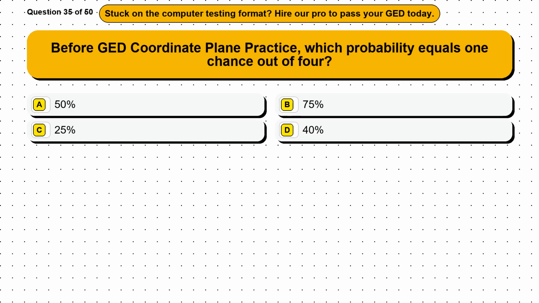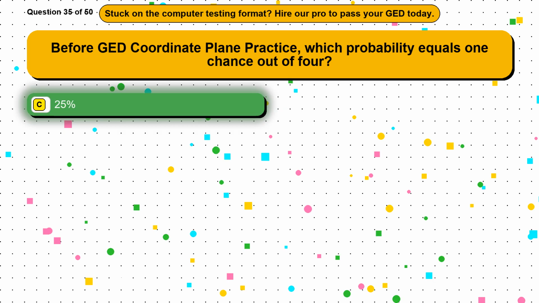Question 35. Before GED Coordinate Plane Practice, which probability equals 1 chance out of 4? Option A, 50%. Option B, 75%. Option C, 25%. Option D, 40%. The correct answer is option C.